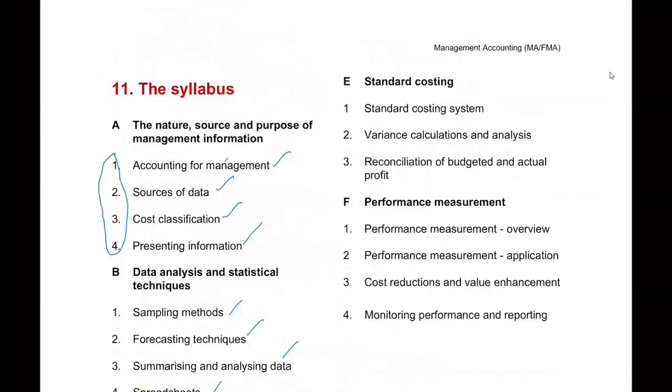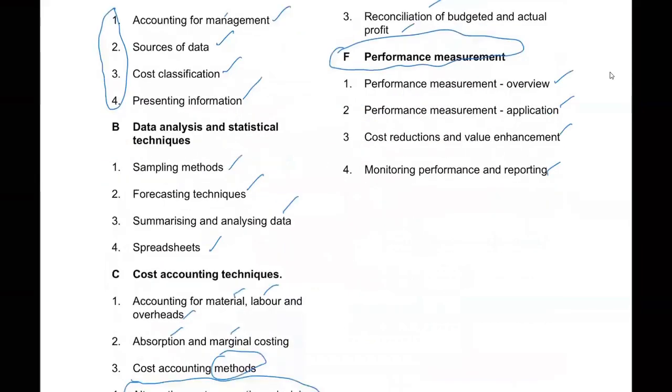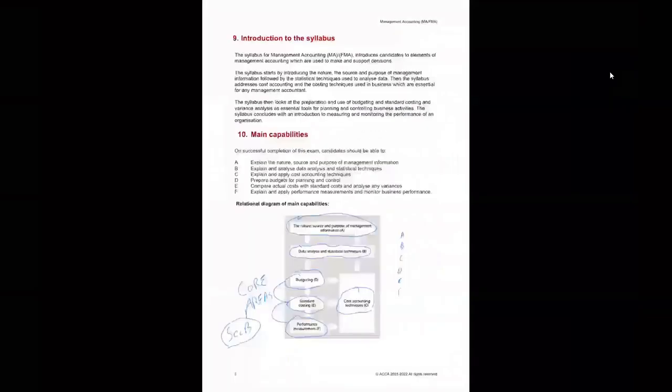Then moving to part E, standard costing. So standard costing system, variance calculation, analysis, reconciliation of budgeted and actual profit. Then part F, performance measurement. So performance measurement overview, application, cost reduction, value enhancement, monitoring, performance and reporting. So this will cover your management accounting. We will discuss them later in our syllabus.